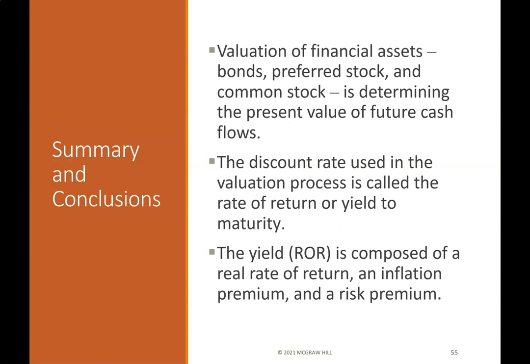Summary and conclusions. Valuation of financial assets, bonds, preferred stock, and common stock is determining the present value of future cash flows. The discount rate used in the valuation process is called the rate of return or yield to maturity. The yield, ROR, is composed of a real rate of return, an inflation premium, and a risk premium.